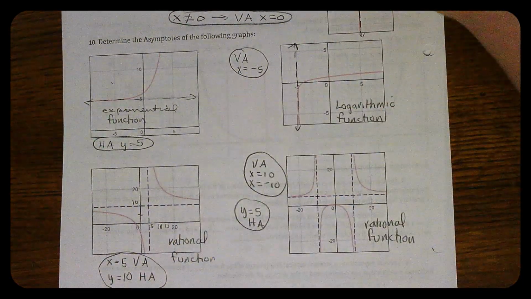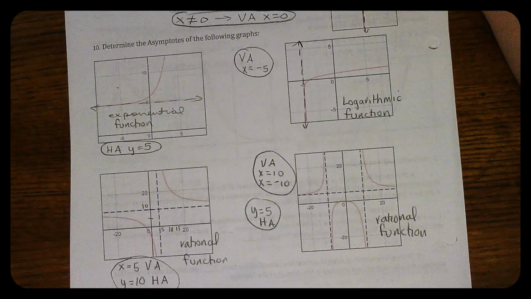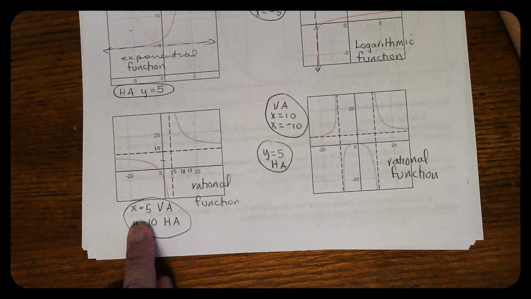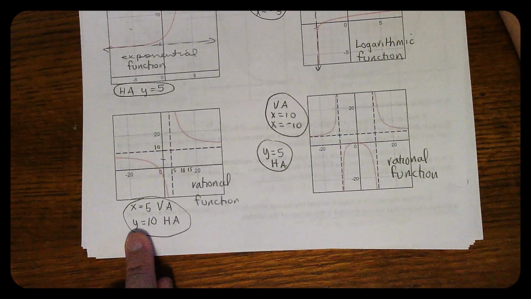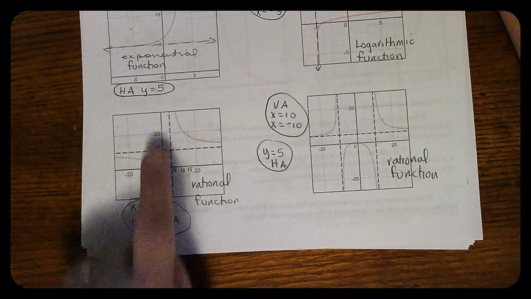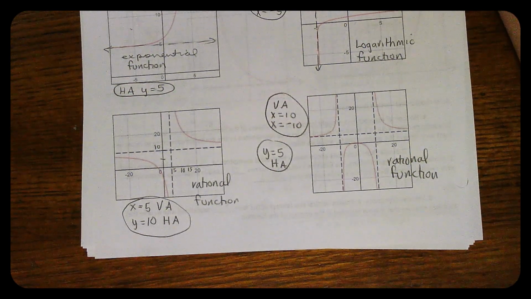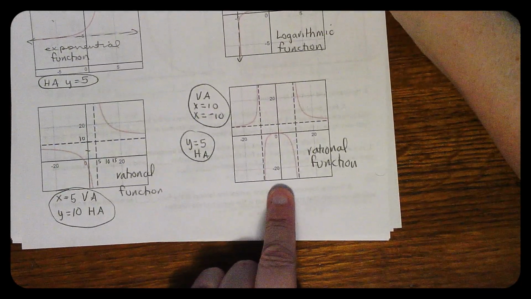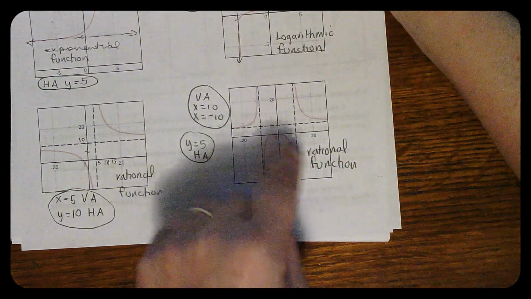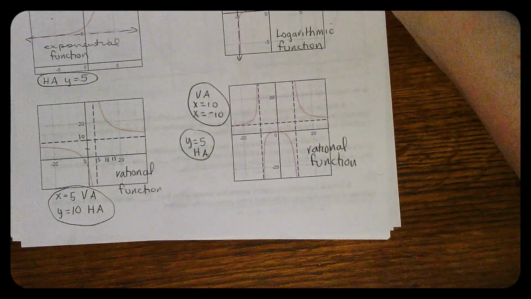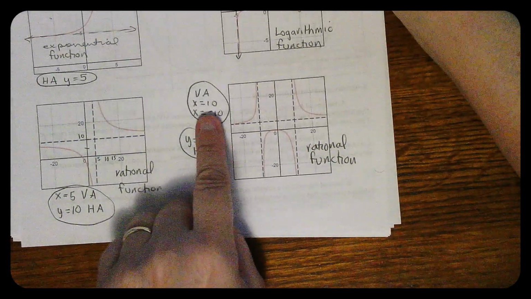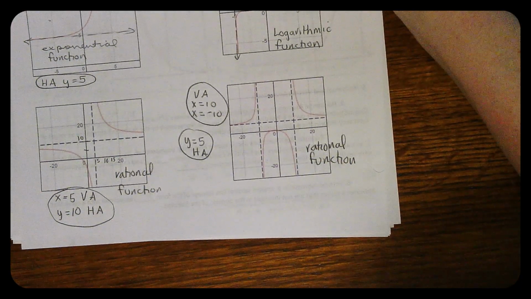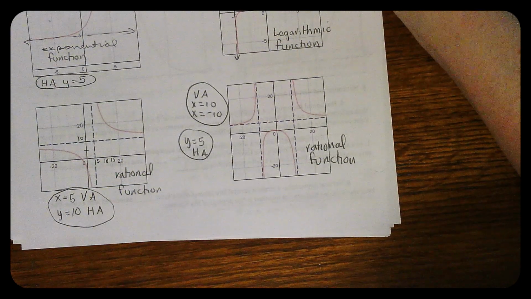Down here we have a classic rational function. And it has both a vertical asymptote of x equals 5, and it has a horizontal asymptote of y equals 10. Did you catch that? I counted by 5s there. All right, and this one is also a rational function. So these little branches give it away, even though there's 3 little pieces. That can happen with a rational function. There's 2 vertical asymptotes at x equals 10 and x equals -10. And there is a horizontal asymptote at y equals 5.